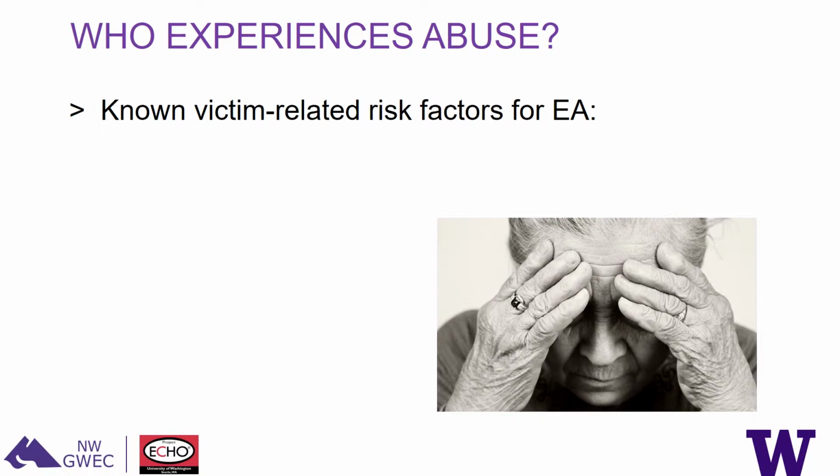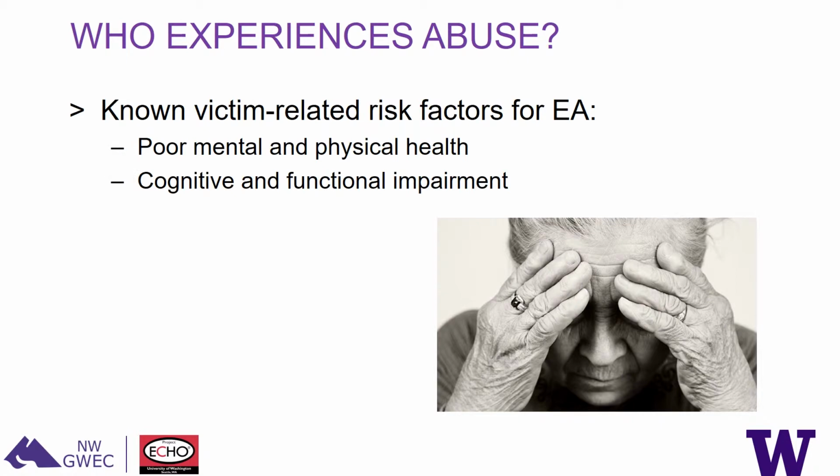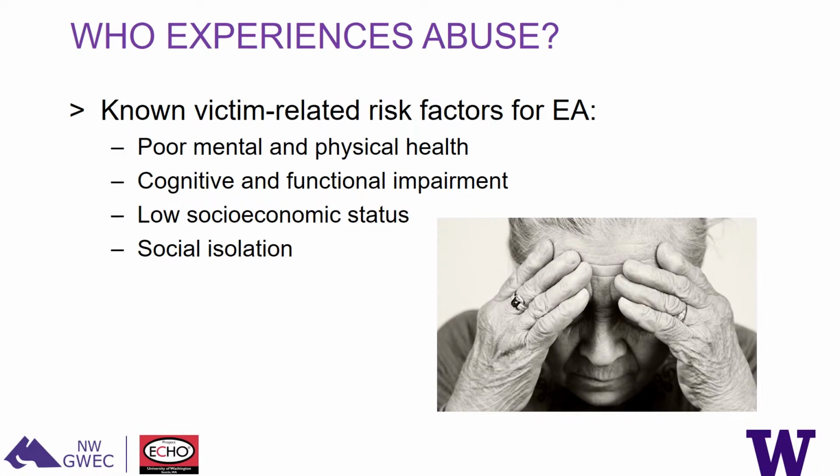What we know about victim-related risk factors for abuse is that poor mental and physical health increases risk of abuse, as do cognitive and functional impairment, low socioeconomic status, social isolation, and female sex. These are all known victim-related risk factors for abuse. And you may notice that we don't have known ethnic and racial risk factors for abuse in the United States. Studies have not actually shown that here, but those have been found in other countries, and I suspect that's really just that we haven't studied it well enough in the US yet.